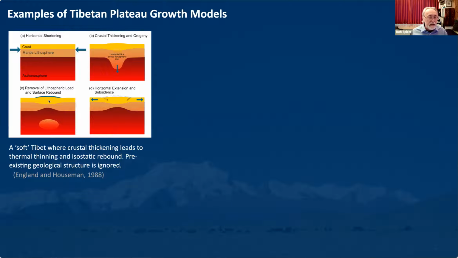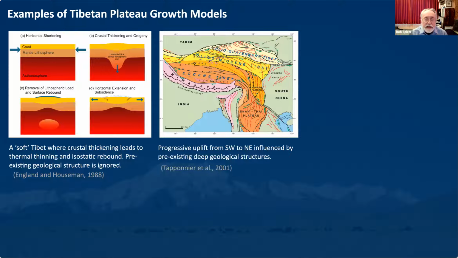So the whole thing springs back up like a cork would if you cut a weight that was holding it down in water. And it was proposed that this process occurred around 10 million years ago and led to the sudden rise of the Tibetan Plateau from an elevation of around 3,000 meters to its current average close to 5,000 meters. The geologists protested at this and said, no, you can't do that because you're ignoring all the deep structures that we know exist within the region.